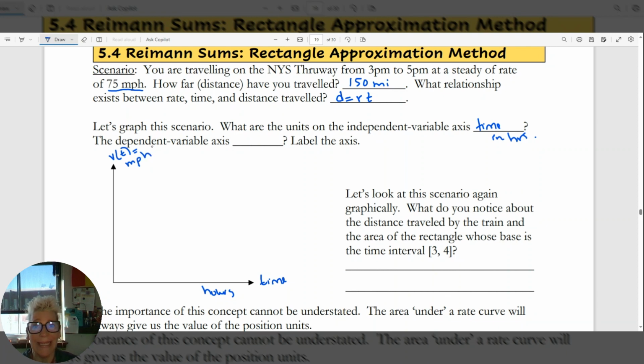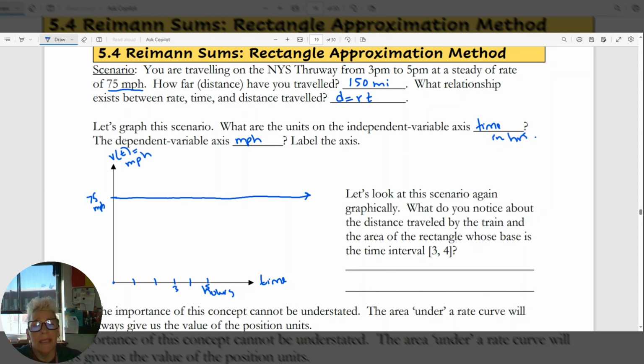Remember, a derivative is a rate. All right, so let's make it make sense. Let's start our time at time noon, because then we can talk about 1 hour, 2 hours, 3 hours, 4 hours, 5 hours. So that's 3 o'clock, 5 o'clock. And then our rate of 75 miles per hour being constant, we're going at a constant rate. This is our velocity of 75 miles per hour. So this will be miles per hour on the dependent axis.